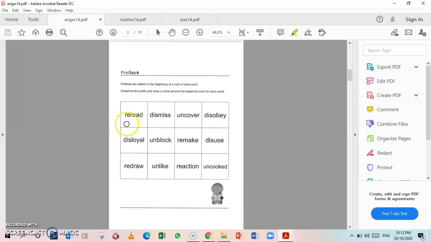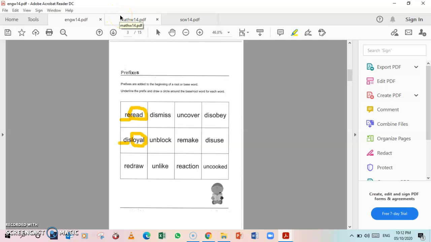Okay, we will do one. So read. Okay, our root word is read. Okay, and the one that does not make sense on its own is re. Okay, and down below, disloyal. You'll see that loyal makes sense on its own, but this doesn't, so we underline it. That is what you have to do for today's English.